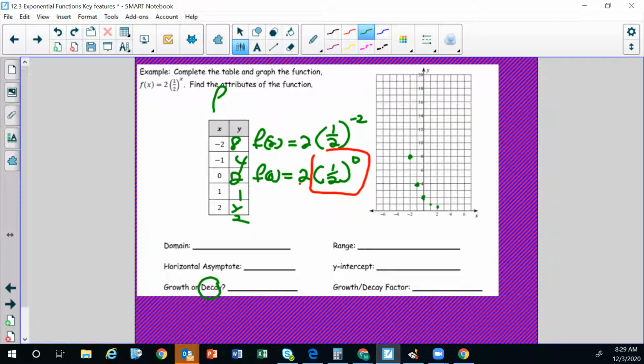Now, what is my domain? Look at this graph and tell me what my domain is. Exactly. My domain is going to be negative infinity to positive infinity, with my less than sign, or I can use the all real numbers sign.